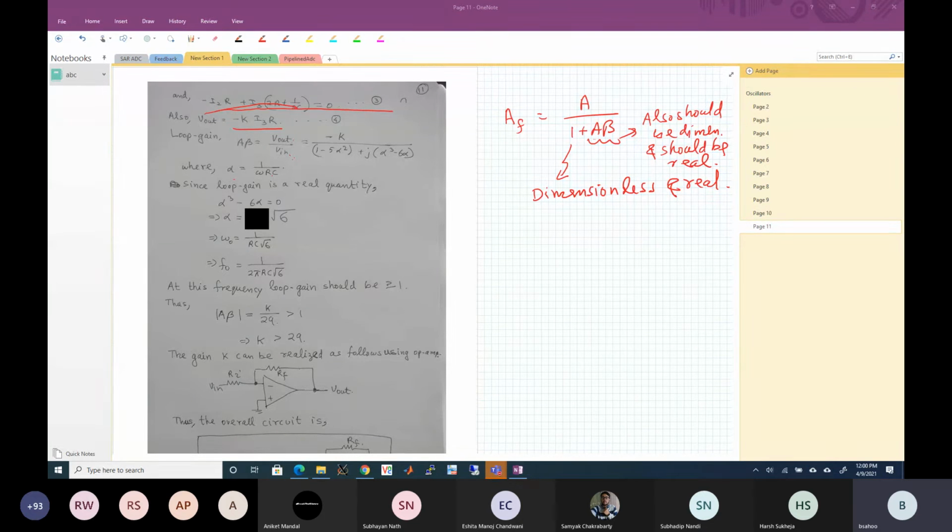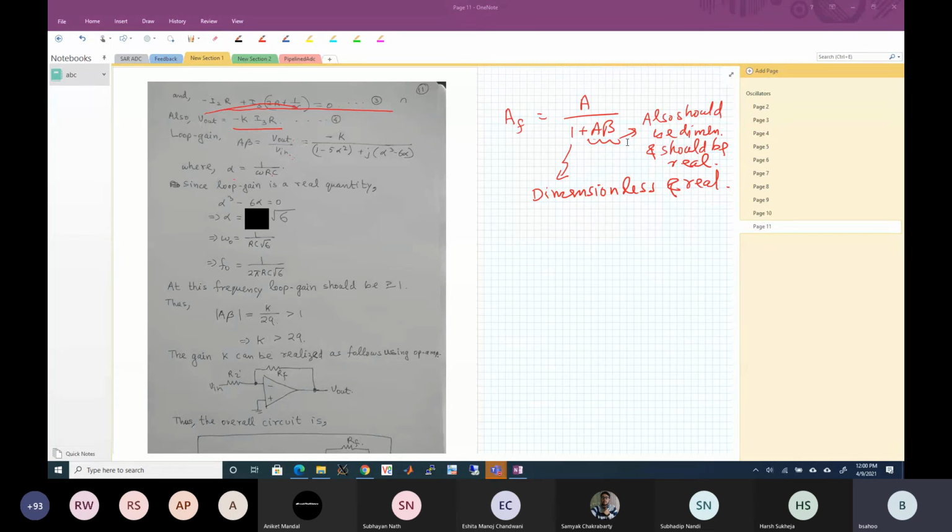Okay, why A beta should be real, right? Am I right? So yes. Okay, because this gain of our amplifier, can it be imaginary? What does the imaginary thing mean? It means it's going to give a phase shift or something, right? Correct. So the overall thing here, 1 plus A beta, the denominator here, this is a real quantity. So this thing has to be real.